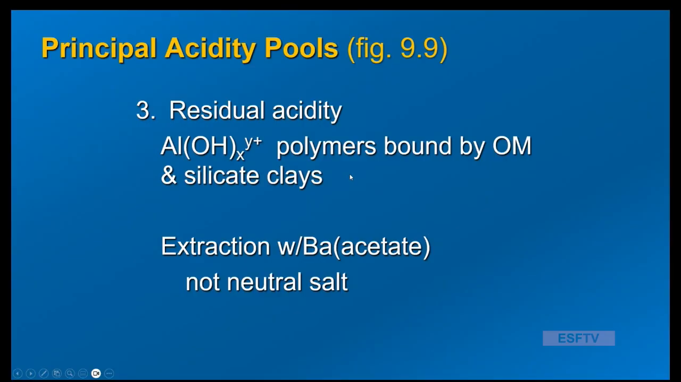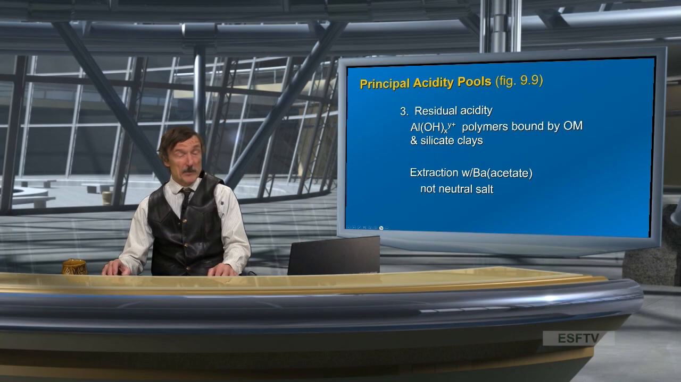How do we get them out? A simple salt won't do it. We've got to use something strong, usually a high concentration of barium acetate, which is not a neutral salt. Acetate produces hydrogen ions from the acetate anion. Okay? So to get this material out of these strongly bound places, we use something a little stronger, and this is barium acetate with adjusted pH.